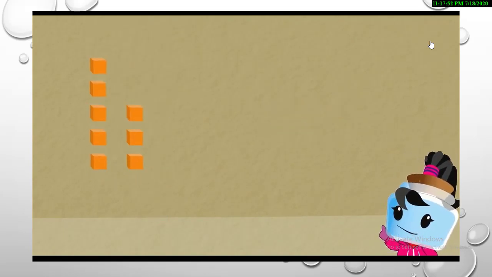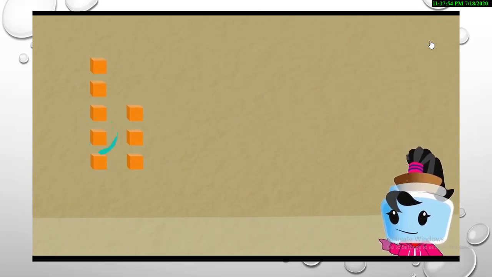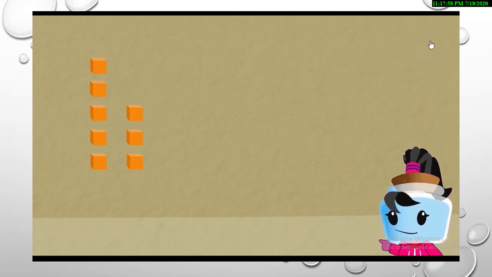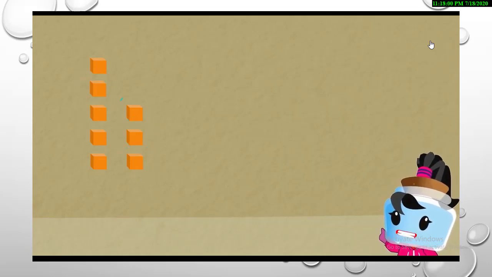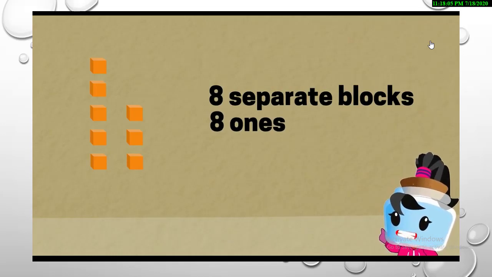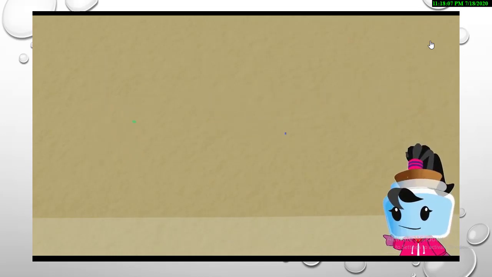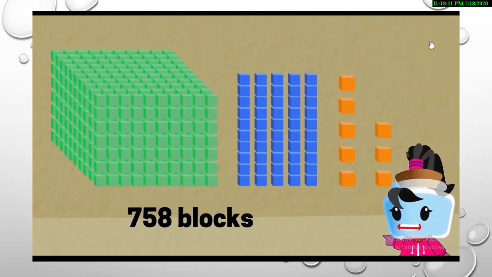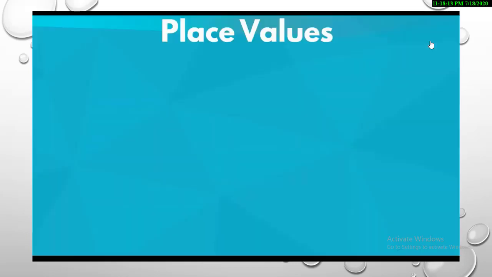Lastly, let's count the separate blocks. 1, 2, 3, 4, 5, 6, 7, 8. So we have 8 ones. Therefore, we have 758 blocks in total. Good job!